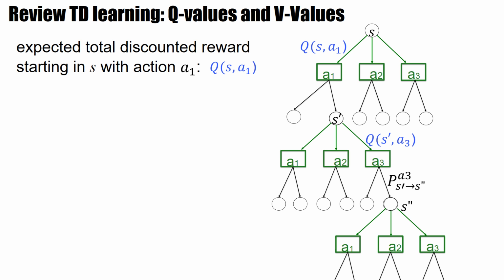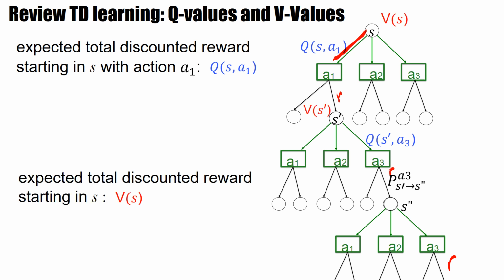What are Q values? Q values are the expected total reward that you can collect starting on this branch here, starting in state S with action A1. And the rewards could be at the first step or at the next step or further down in the graph. You accumulate all these rewards starting in a state action pair. Something very similar are the V values, but that's the total expected discounted reward that you can collect starting in a given state S.